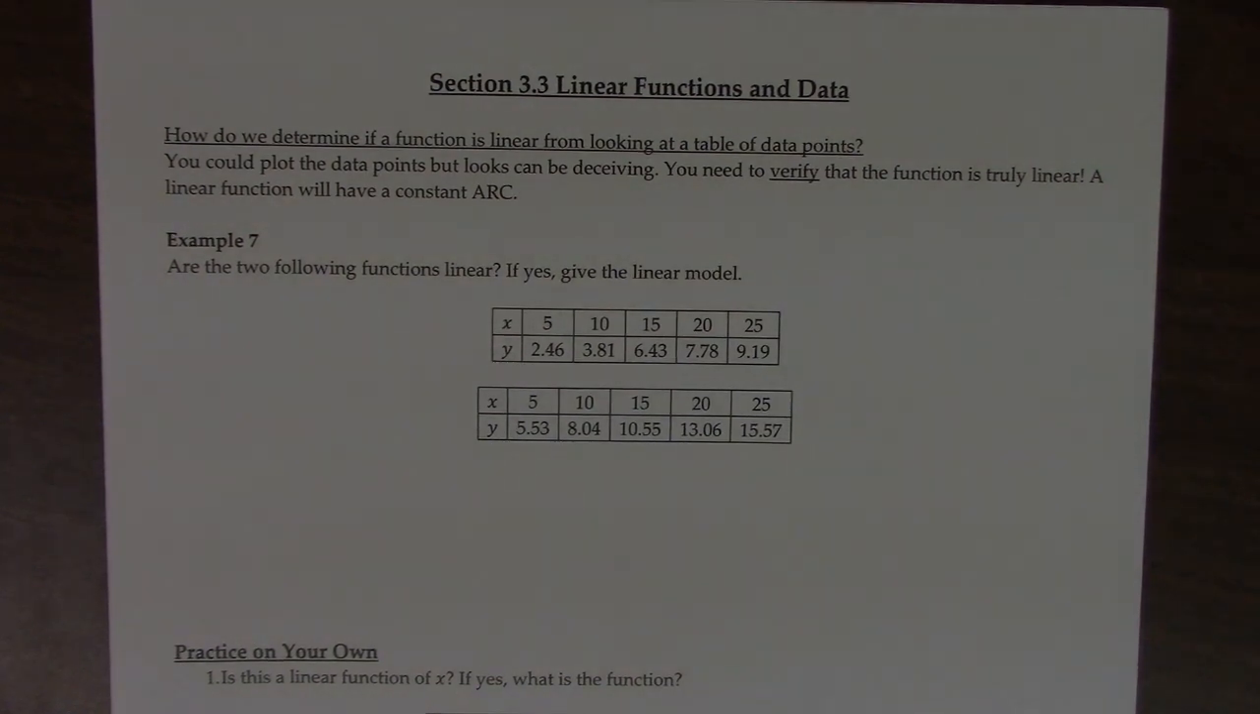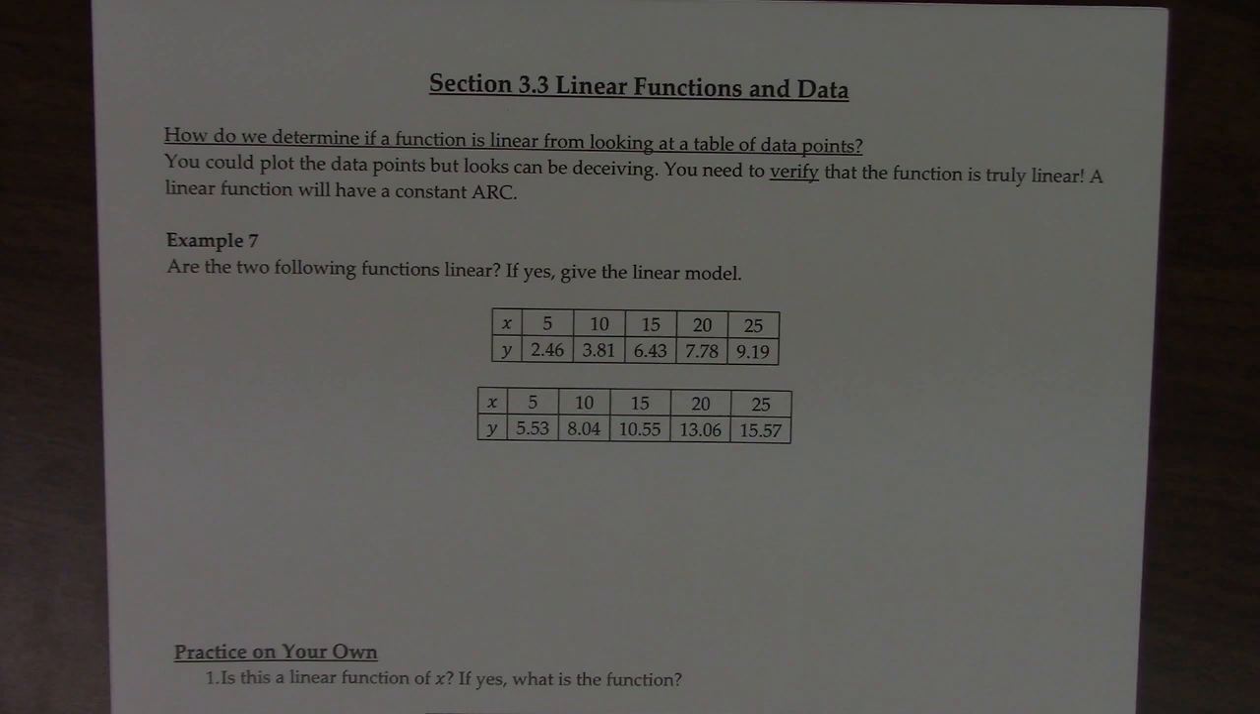Section 3.3 is linear functions and data. If we're given a table of values, we already saw in chapter 2 that we can see whether something's a function or not by scanning the x-coordinates and seeing if any values repeat themselves. But how do we determine if a table of values is linear? They have to have a constant average rate of change because the slope of a line never changes.